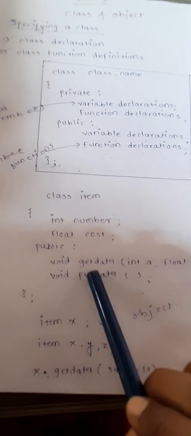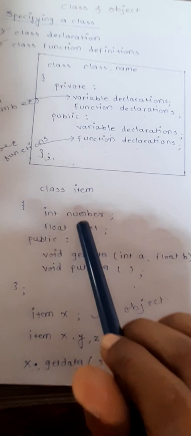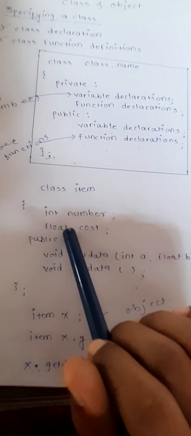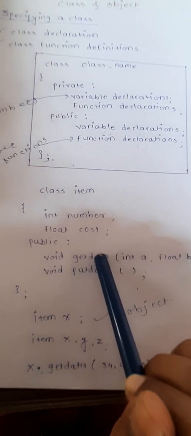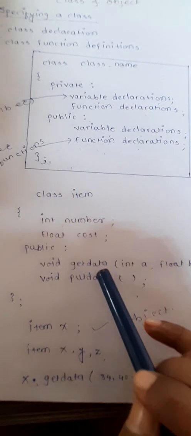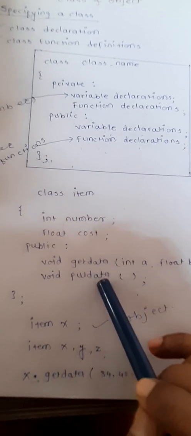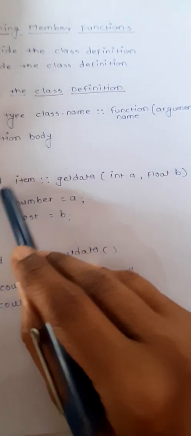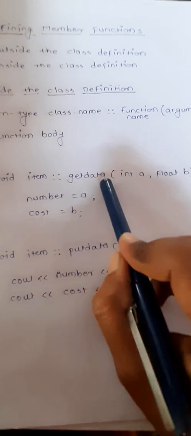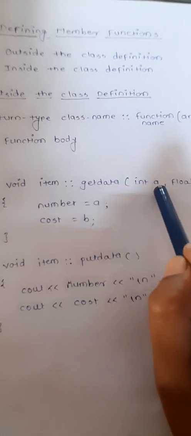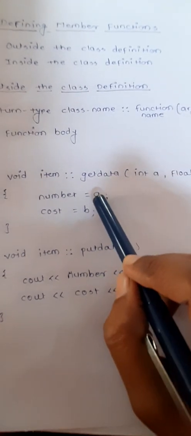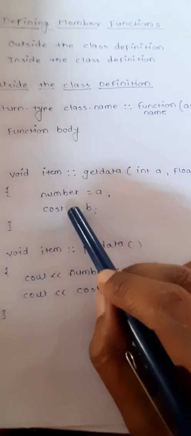Now see here is our class. In the class, there are number and cost; number is of integer type and cost is of float type, and our class has two functions. This is the definition for get data: void, item, scope resolution operator, get data, and int A, int B. Whatever values we get for A and B are assigned to number and cost respectively.